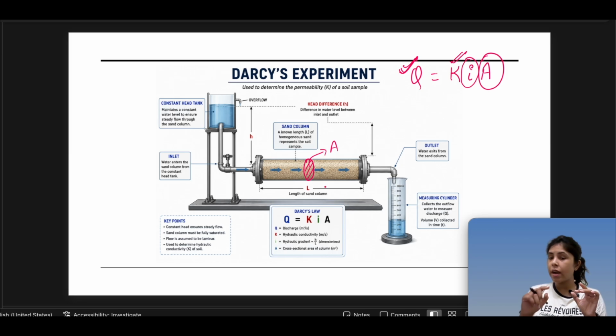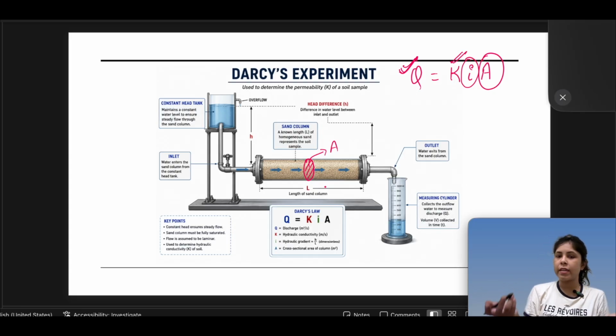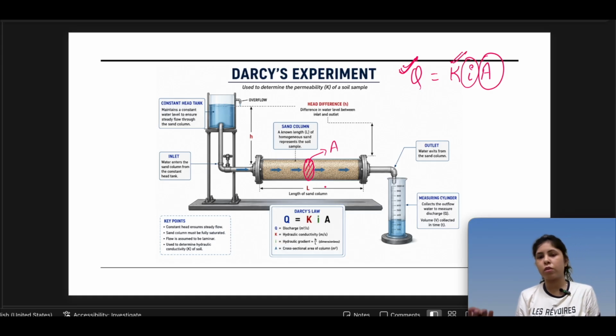And I is the hydraulic gradient. The greater the hydraulic gradient, the faster the water will flow, and K is the conductivity. The greater the conductivity, the more it will flow, right? So this is how things work here.